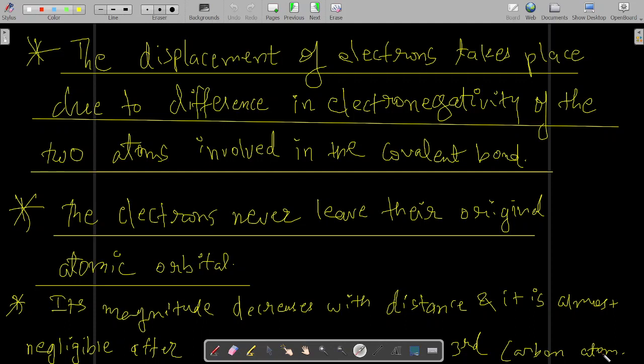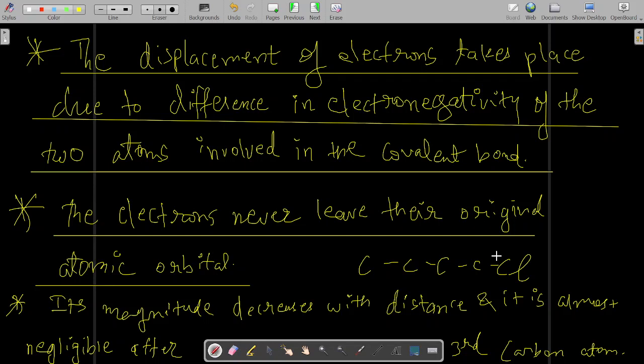In 1-chlorobutane, what happened? After the third carbon atom, the fourth carbon atom was there. On that fourth carbon atom, there was no effect of the inductive effect. It did not acquire any delta positive charge. The fourth carbon was almost unaffected because the magnitude keeps on decreasing as we move away from the substituent.